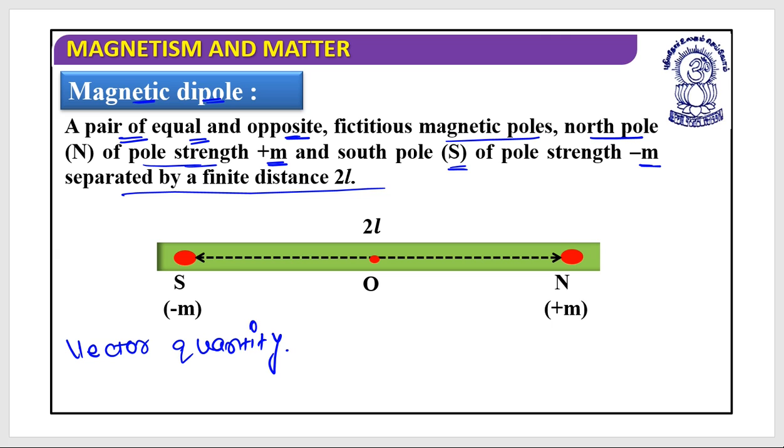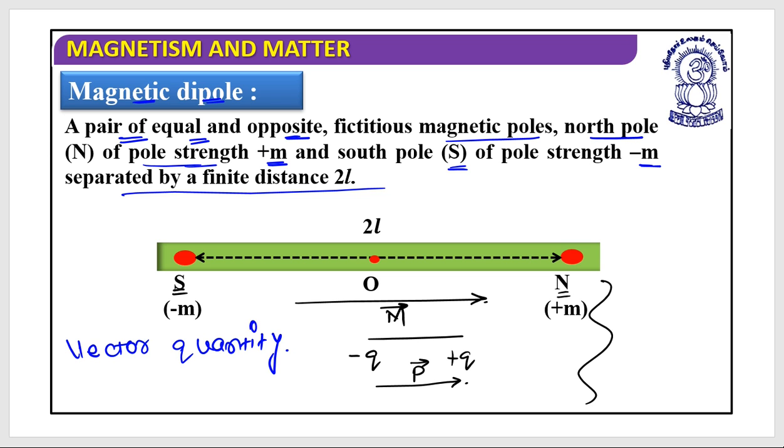And as with the electric dipole, let's draw it here. It's a minus q and a plus q, and the direction of the electric dipole is from the negative charge to the positive charge. We denote it by p. So even here the direction of the magnetic dipole is from here to here, and that is denoted by M. It is from the south pole, having minus pole strength, to the north pole, having positive pole strength.